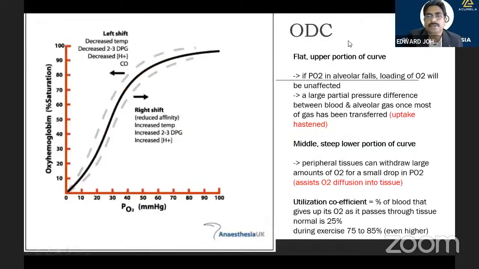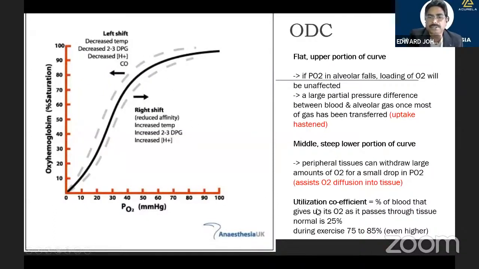So this is the ODC. What is the peculiarity of the ODC? The upper top is flat, so it favors the uptake, and the slope favors the release. This is the advantage of the ODC curve. If the alveolar PO2 falls, the loading of oxygen is unaffected. So the PO2 falls from 100 to 80, 70, but the uptake is not affected in the alveoli. It helps hasten the uptake of oxygen in the alveoli. But in the steep part, for any fall in the PO2, the release of oxygen to the tissues will be high. So it helps in the uptake and helps in the release.